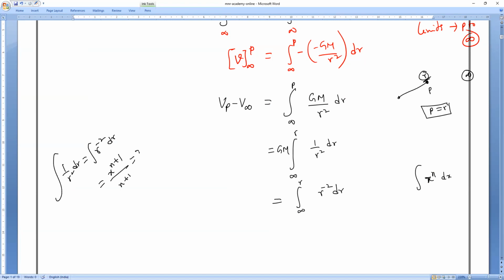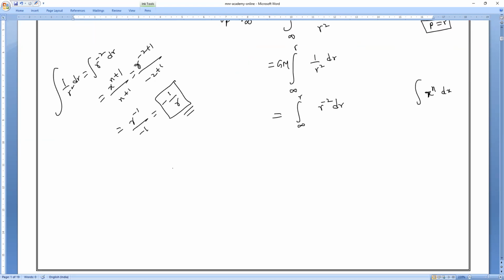Same formula if I apply here: R power minus 2 plus 1 divided by minus 2 plus 1, which is equal to R power minus 1 divided by minus 1. So which will turn up into minus 1 by R. Will you all agree with me, everybody? Clear? Please respond. So Vp is equal to integration of minus 1 by R from infinity to R.